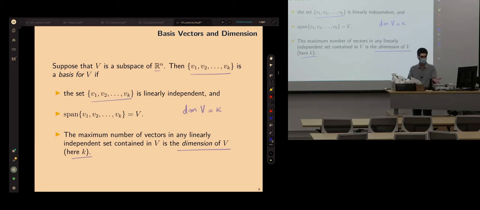As a special case, Rn is its own subspace, and the set of vectors E1 to En provides a basis for Rn. So that's also true. So therefore, the dimension of Rn is what?